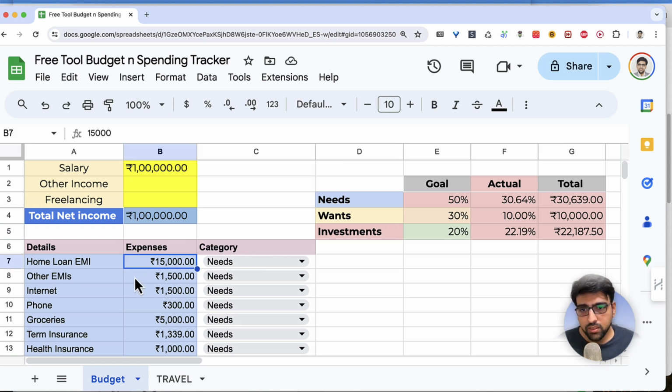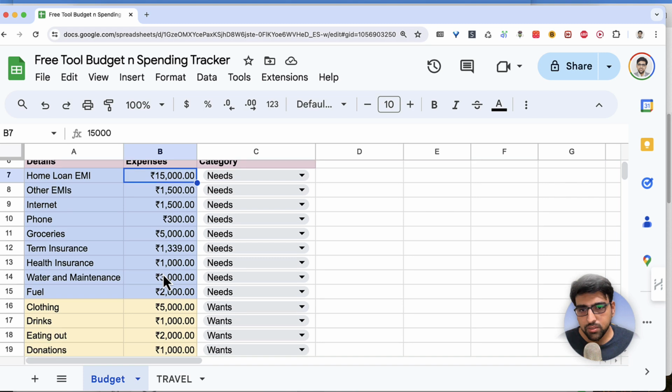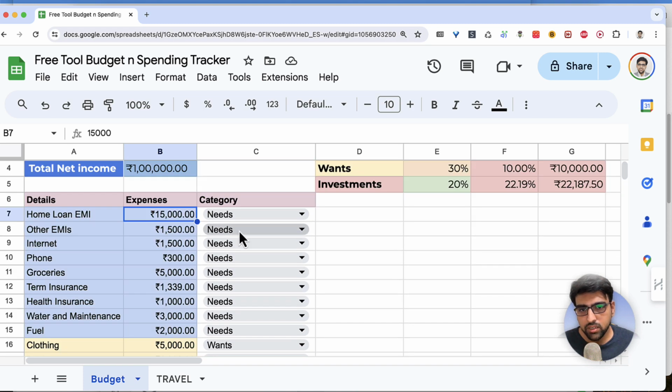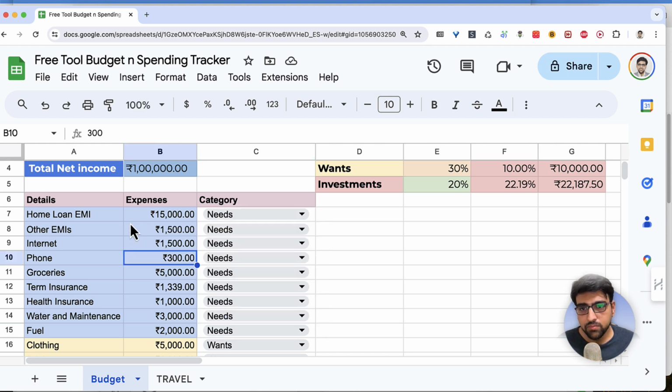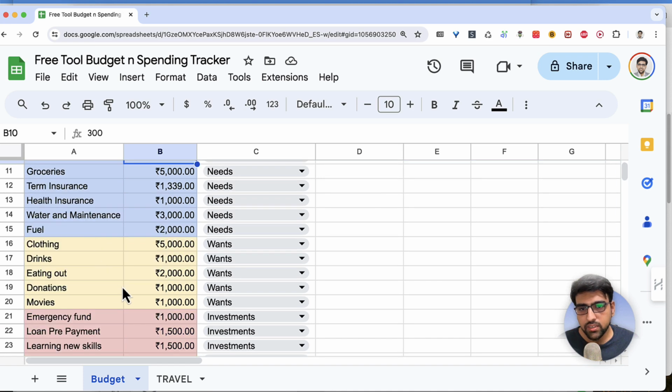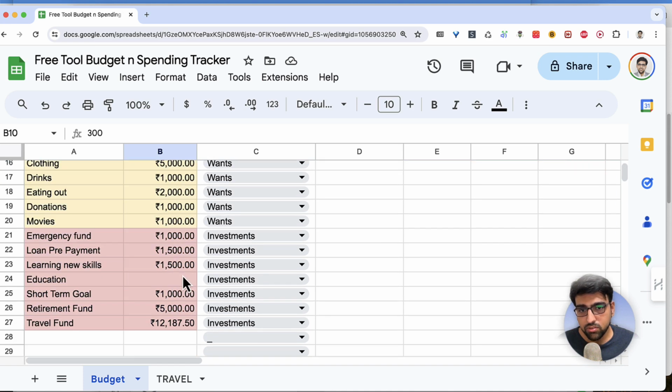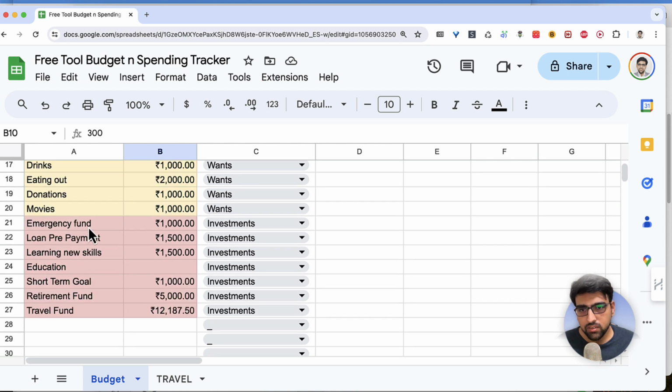Alright, so in this I have bifurcated all these expenses into 3 categories: the needs, wants, and investments. There is a drop down against each of the expenses that you make, and that gets captured over here. I have given some indicative lists in the categories of needs, wants, as well as investments. In investments, things to note are the emergency fund, the short-term goal fund, the retirement fund, and the travel fund. These are in fact 4 different kinds of futuristic saving goals. The travel fund is what I have covered in today's video. The rest of the 3 I'll cover in other videos.